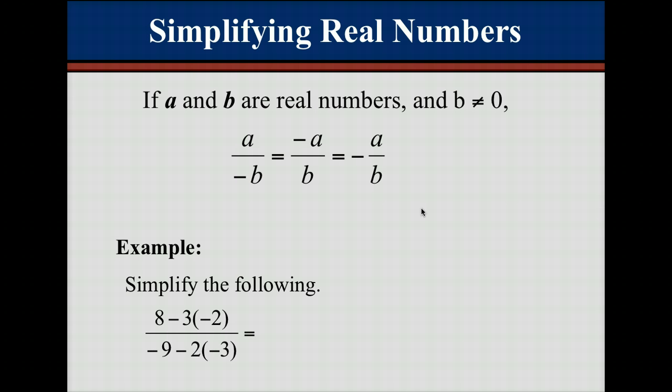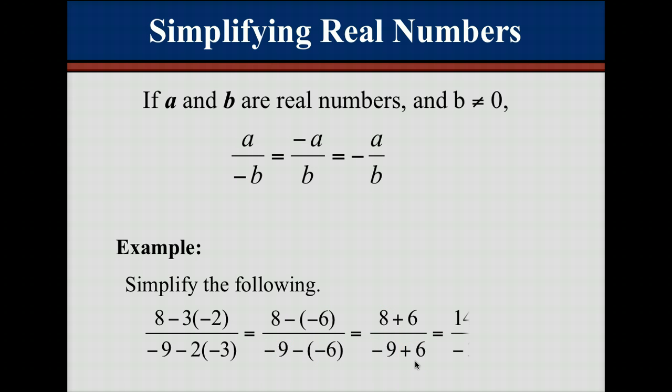For example, 8 minus, and then 3 times -2 is -6, and 2 times -3 is also -6. We can continue to simplify, making this 8 plus 6. This is -9 plus 6. So 14 over -3. So our answer is -14 thirds. This is the format that I would like to see your answer in.